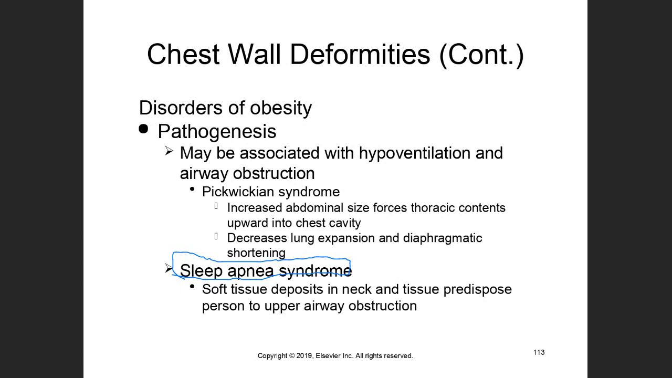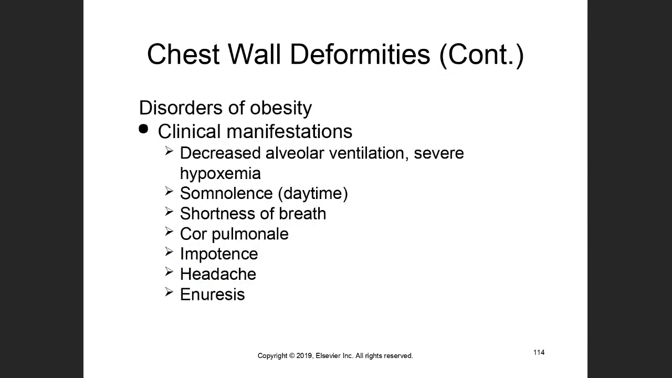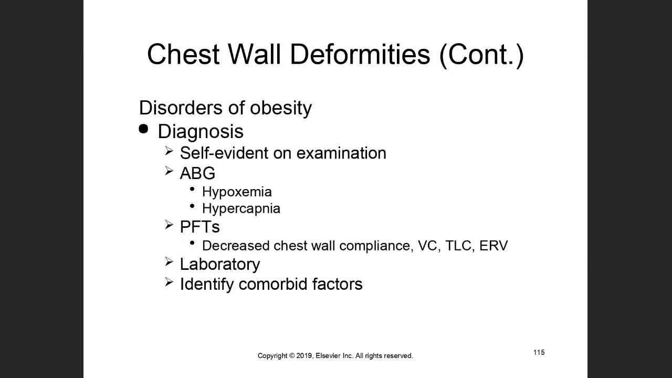Also, in those patients, most of the time, not always, when you do a CBC, they're going to have polycythemia. The hemoglobin is going to be high. It's a compensatory mechanism. Clinical manifestations: decreased alveolar ventilation, somnolence in the daytime because they don't sleep well at night, shortness of breath, cor pulmonale, headache, enuresis.